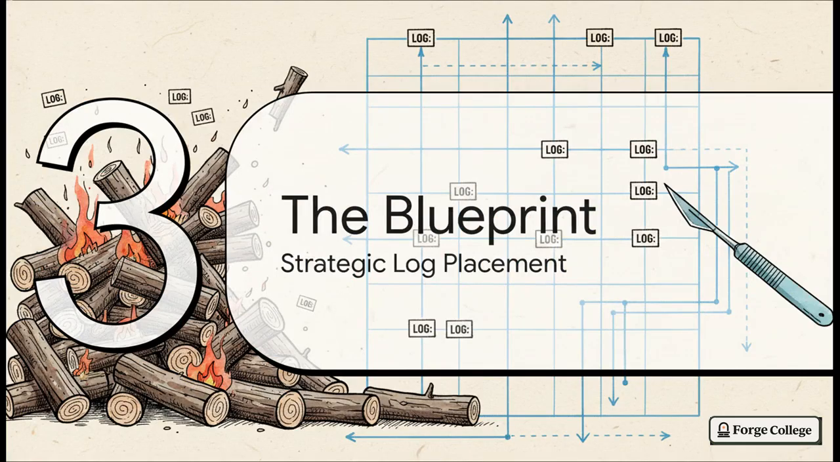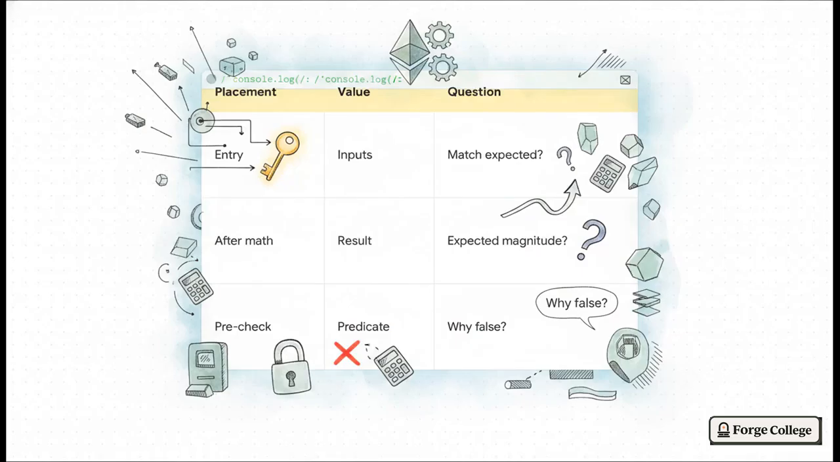Moving right along to Section 3, the blueprint. Okay, so we really want to avoid the chaotic spray and pray method. You know the one, where you just panic and dump console logs on literally every single line of code. That just creates a massive wall of terminal noise that's honestly harder to read than the original error.